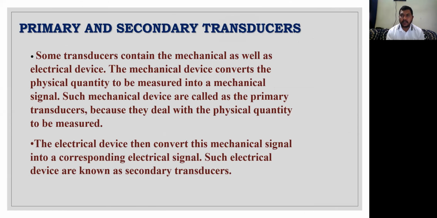Some transducers contain two parts, the mechanical as well as the electrical device, right? So two parts we are having. The initial part, where the sensing of the physical parameter is done, is called the mechanical part. And the other one, which is going to convert or generate that electrical quantity, is called the secondary. So we call the first one primary, and the other one we call secondary, right? So primary and secondary transducer.